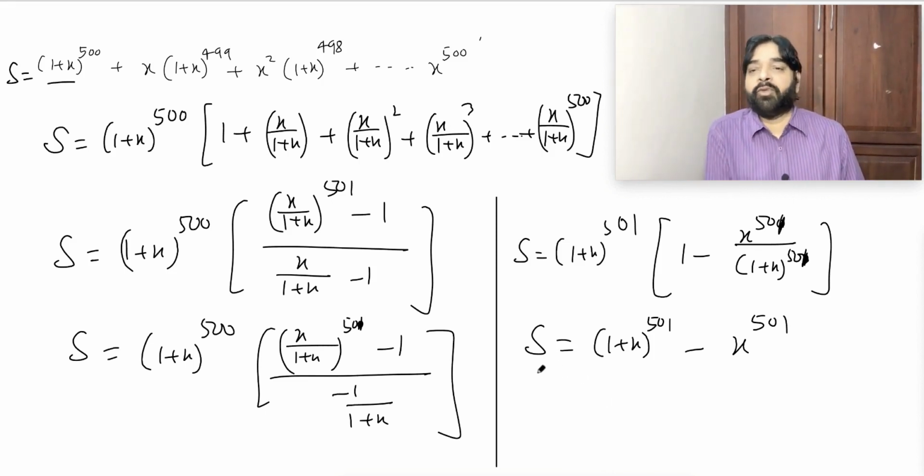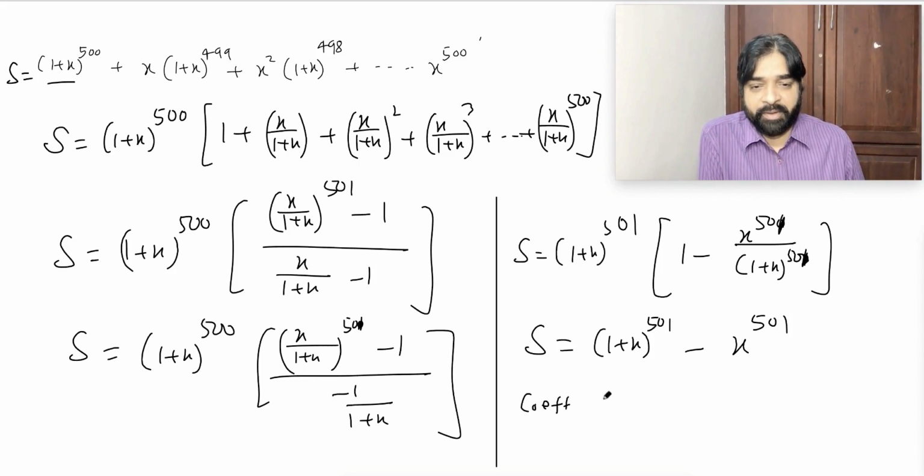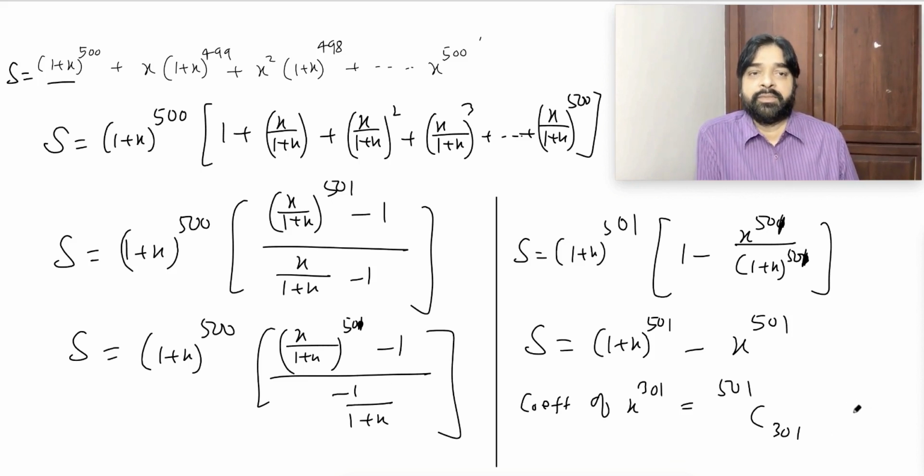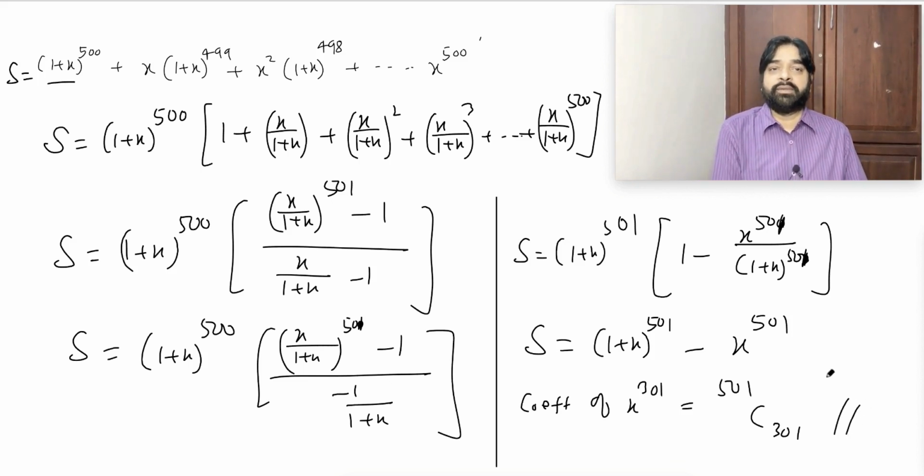Now we have to find the coefficient of x power 301 in S. This will give you 0 because there is no x power 301. From here only I can get it. The coefficient of x power 301 will be equal to 501 C 301. This is the answer. How many of you got it?